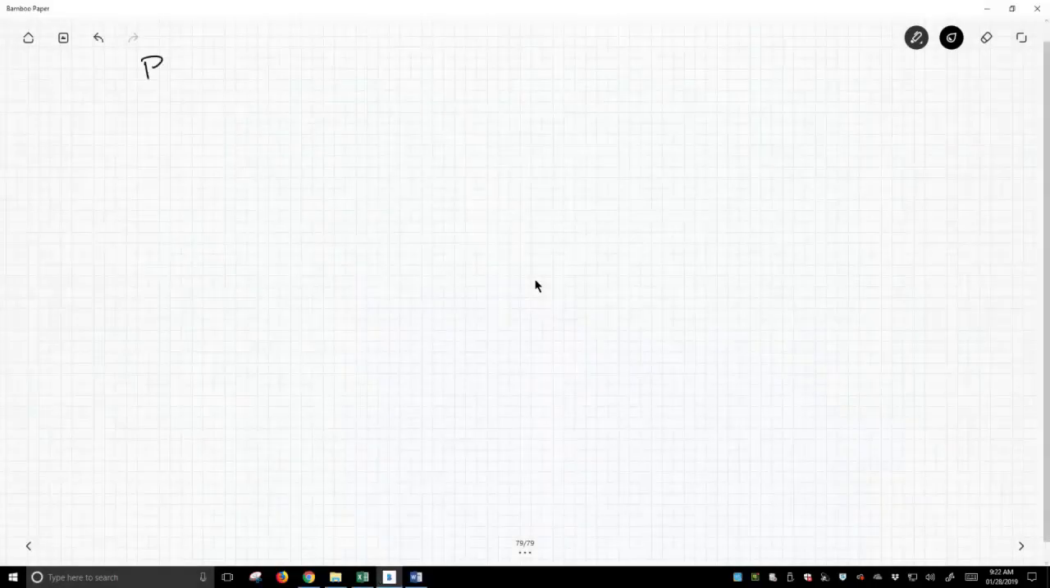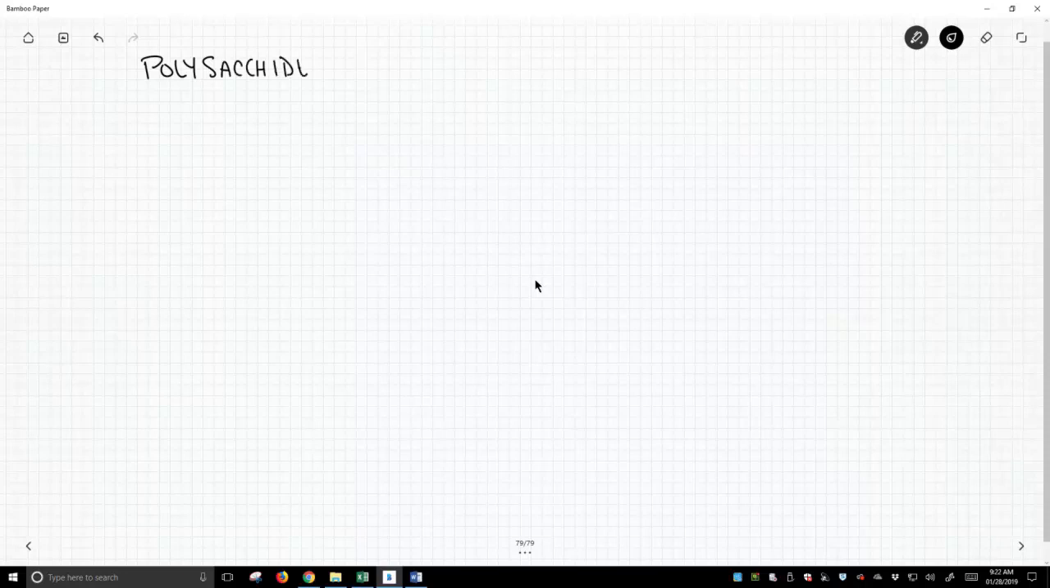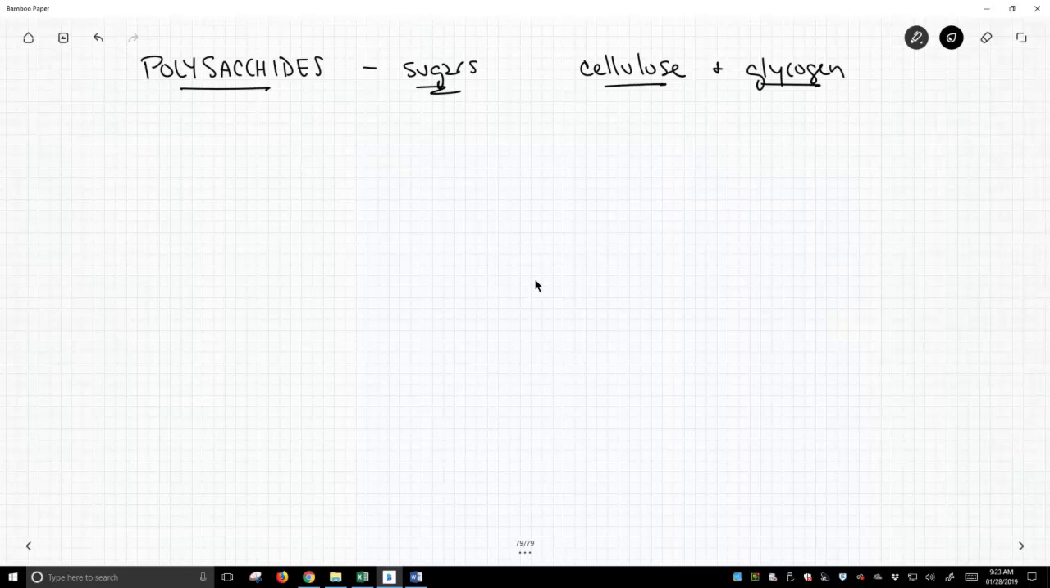All right, let's talk about polysaccharides. Polysaccharides are made from sugars. So sugars are our monomers. And there are lots of examples of polysaccharides, but the two most common ones are cellulose, which is responsible for the structure and rigidity of trees, and then glycogen, which is a means of storing glucose in the human body.